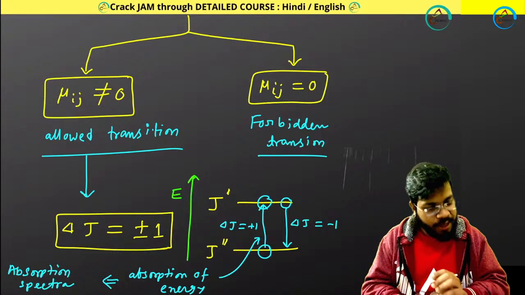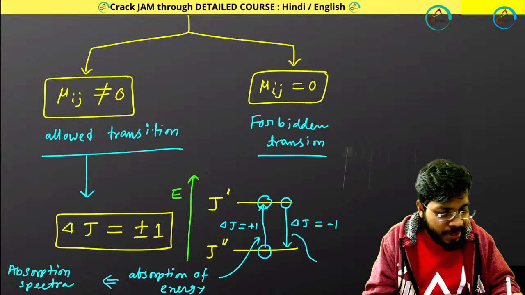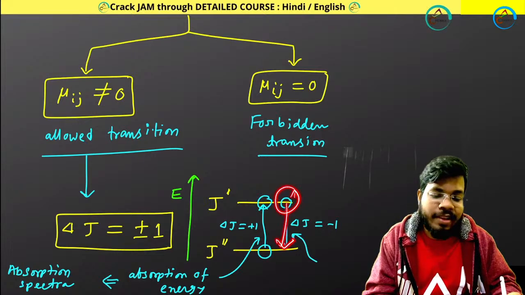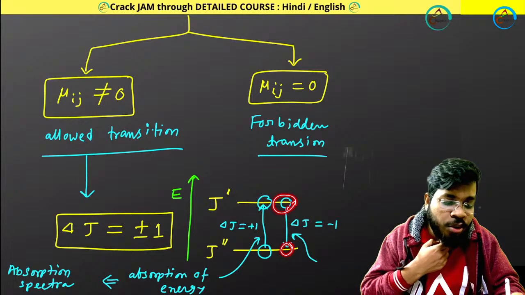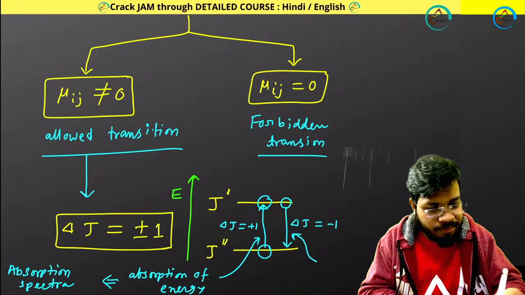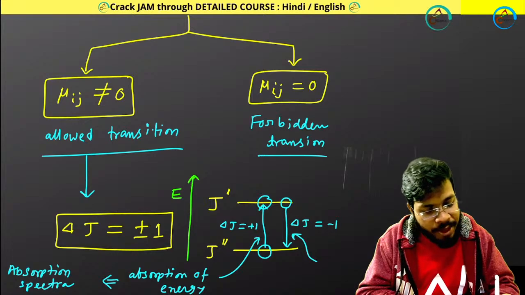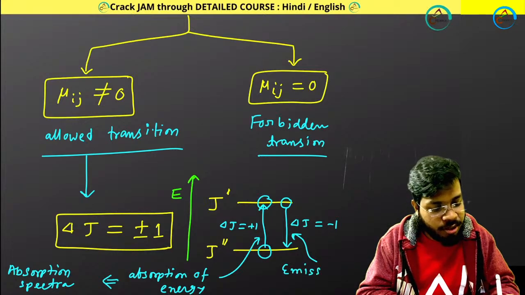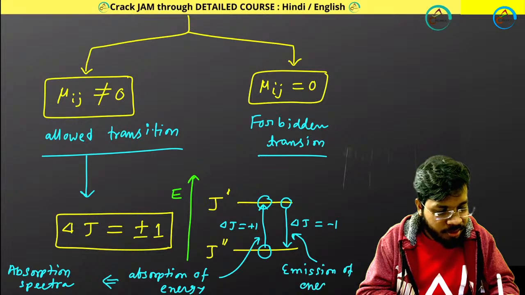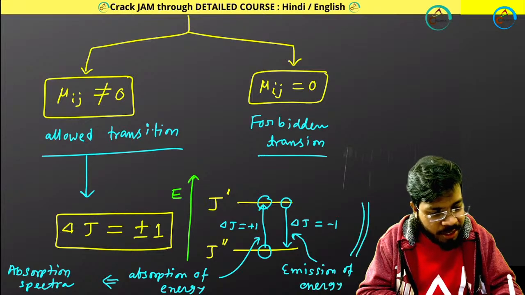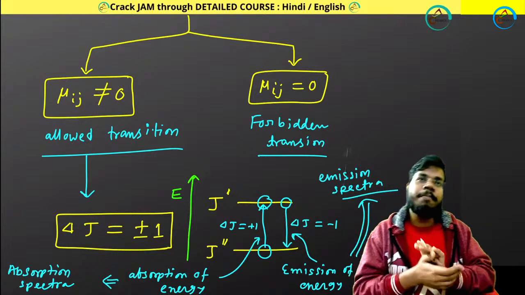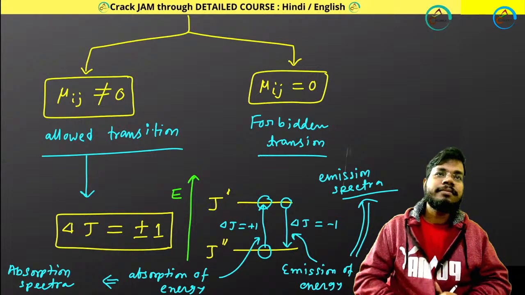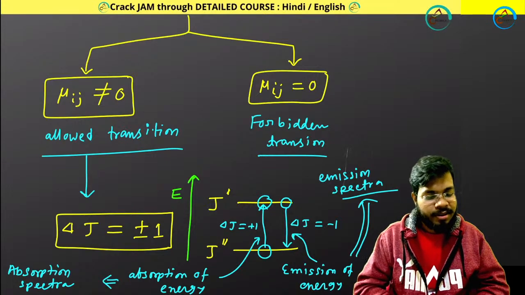And if the transition happens from a higher energy level to a lower energy level, the molecule will release some amount of energy. Because of that there will be emission of energy, and because of that you will get the emission spectra. Simple. That's all.